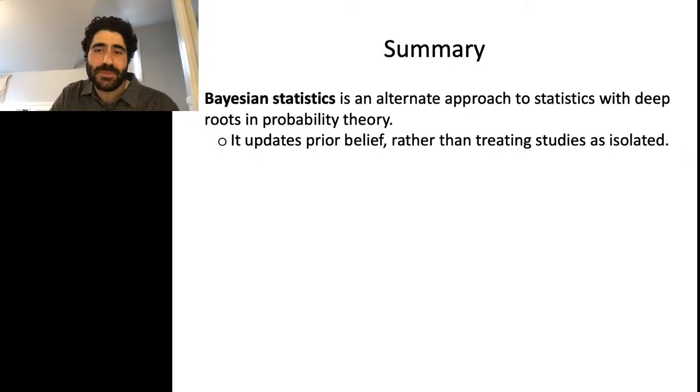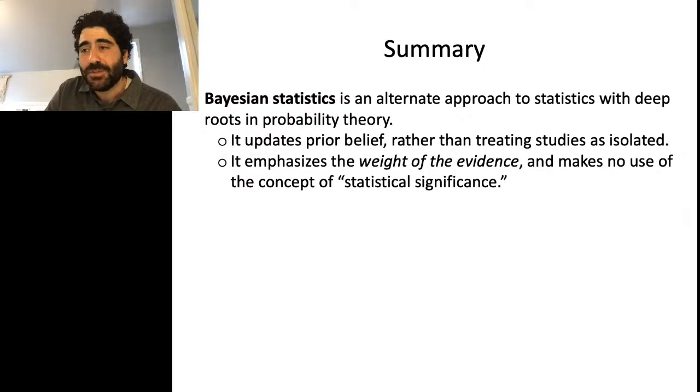So to sum up, this Bayesian statistics approach is a different way of thinking about statistics with a different goal, that instead of deciding to reject or fail to reject a null hypothesis, we're instead going to have some distribution of beliefs over potential hypotheses. It starts with a prior belief and updates this belief over time, and is just concerned with the weight of the evidence in a continuous way.